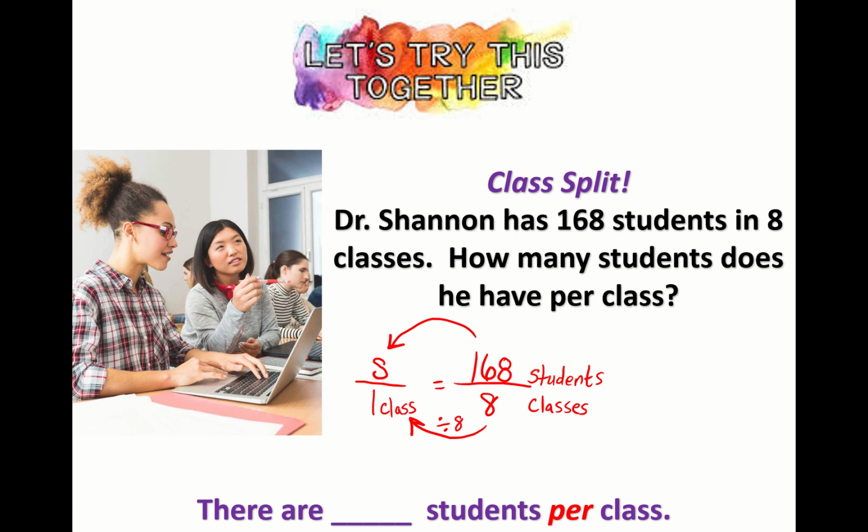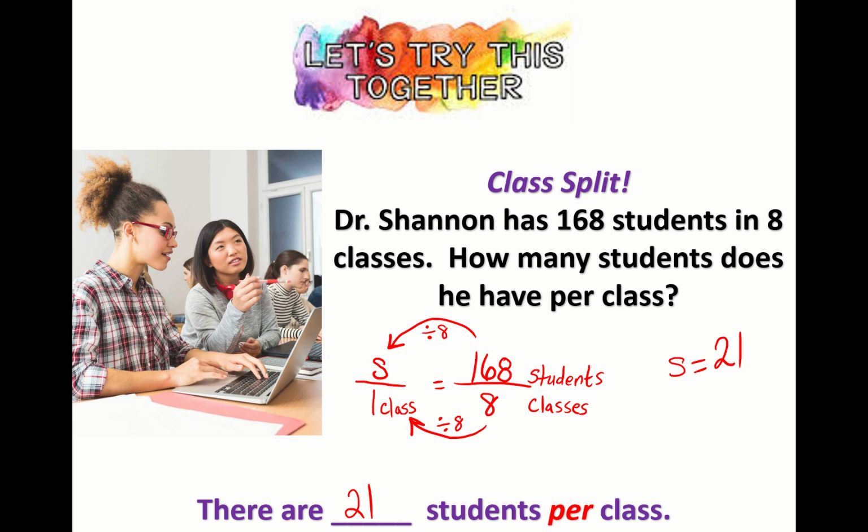You may have noticed a pattern by now. Each time we're going down to 1, so we're dividing by whatever that number was in the denominator. It's pretty simple. All right, so if I divide by 8 down there, that means up here I need to also divide by 8. So now I'm going to pop into my calculator 168 divided by 8, and it's going to give me that S equals 21. So that means that there are 21 students per class.